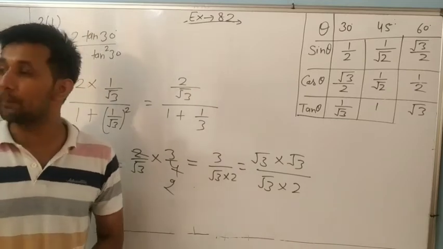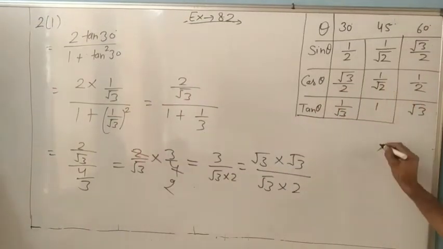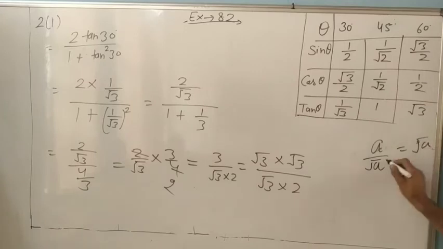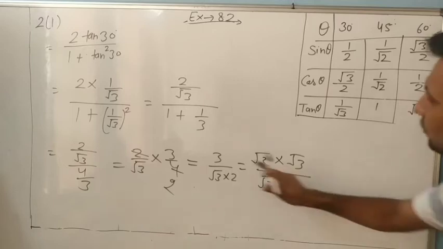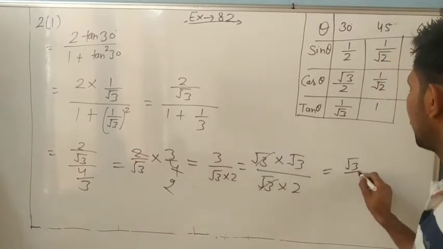Always write in the simplest form. Okay, dear. Always remember: A divided by root A is root A, because A is root A into root A. Otherwise you can write it like this: root 3 cancels root 3. What is the answer? Root 3 by 2.